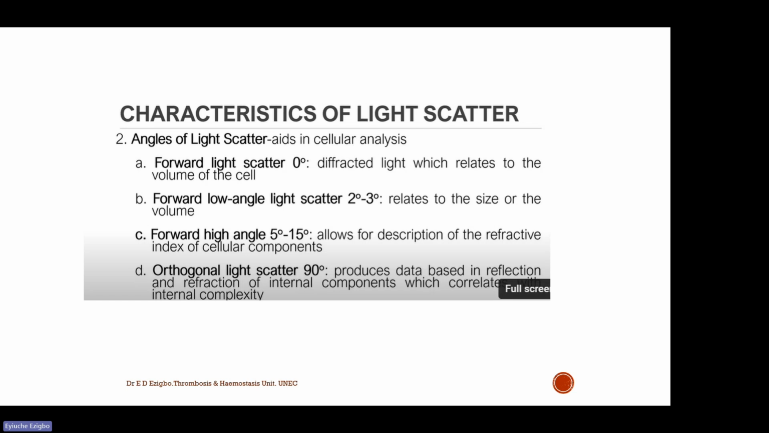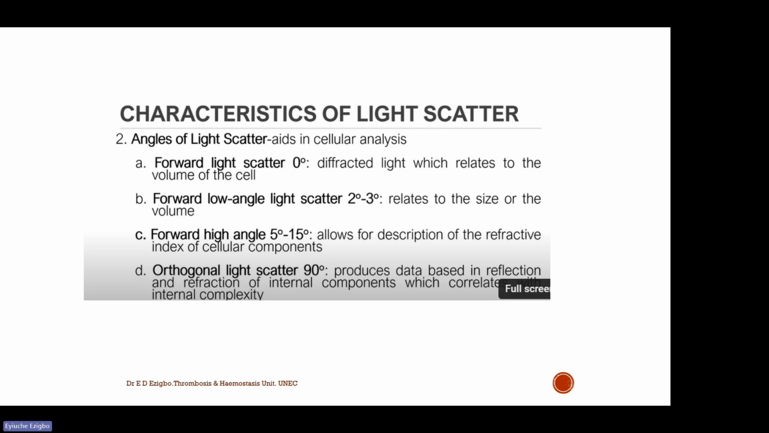So forward high angle allows for description of the refractive index of cellular components. They also go into the internal complexity of the cell. If the cell is heavily granulated, there's a way it will cause the light to bend. If the cell is not heavily granulated, there's a different way, depending on the internal complexity, and this helps them to identify such cells.